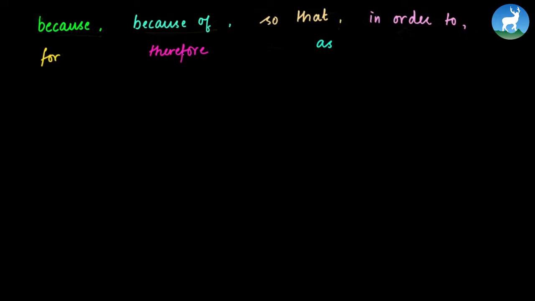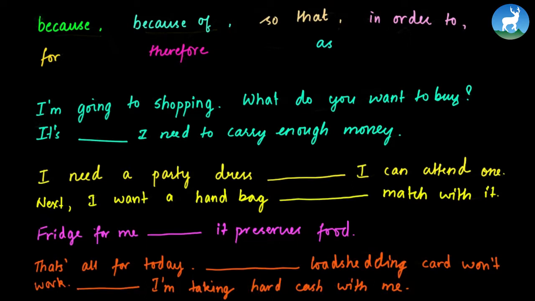We have one conclusive connective, and the rest are the cause and effect connectives. Here are six blanks and we need to fill them up. So the first one: I'm going to shopping. What do you want to buy? It's blank. I need to carry enough money.